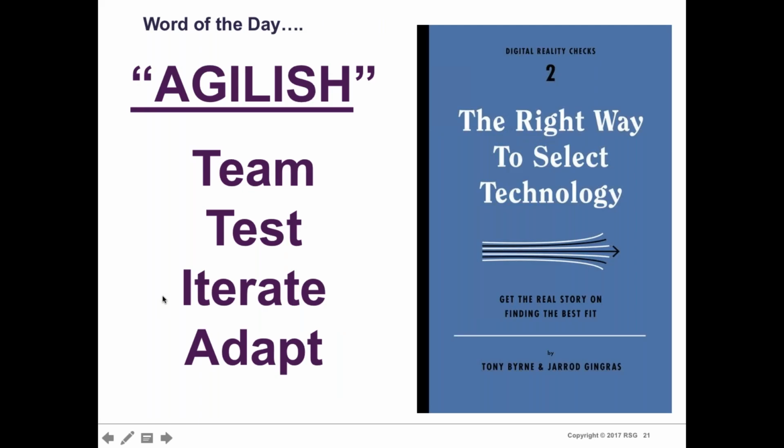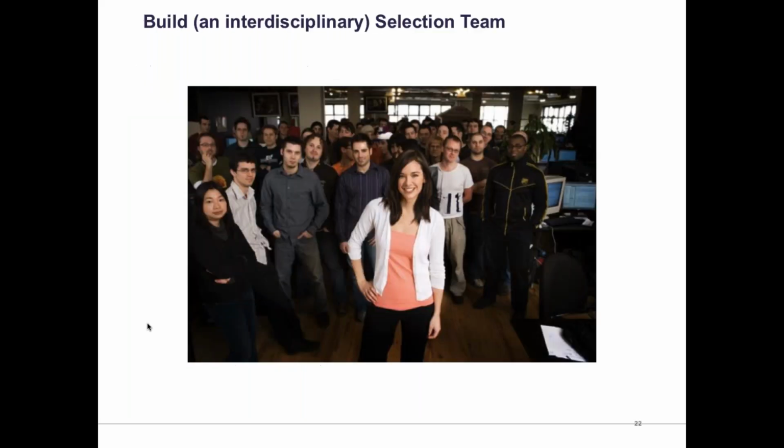What you really want to do is be methodical, but in an agile, rapid way. So the word of the day here is agile-ish. This is a methodology from the book that my colleague Jared Gingras and I just released yesterday from Rosenfeld Media. You can find it on Amazon: The Right Way to Select Technology. It's a very brief 180-page read that will take you through a team-based, test-based, iterative, and adaptive process for getting the right tools for your particular circumstances.